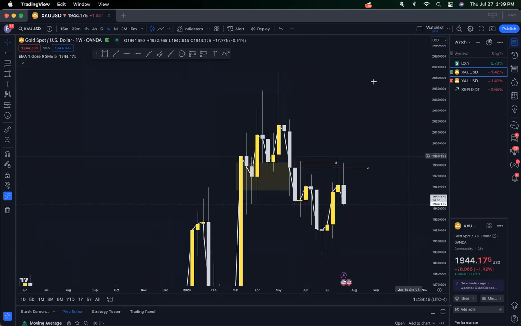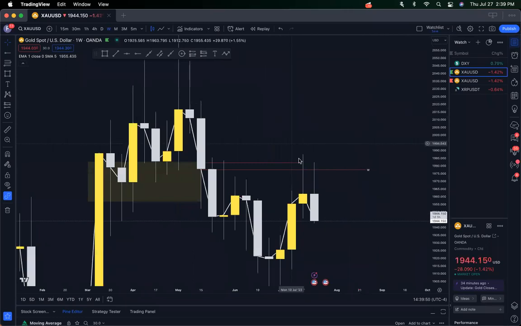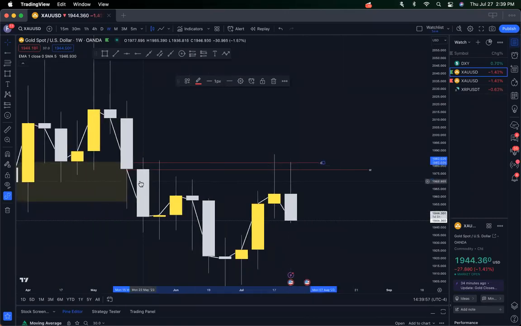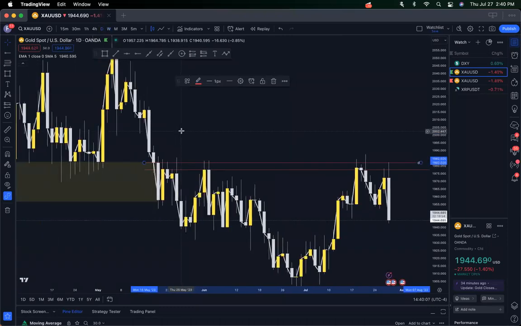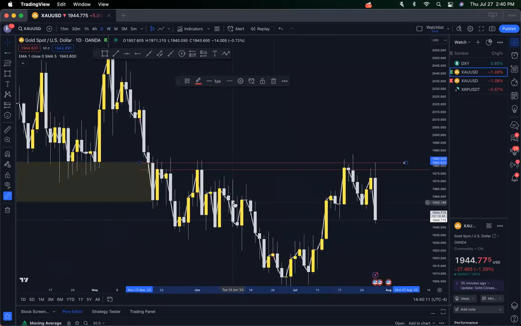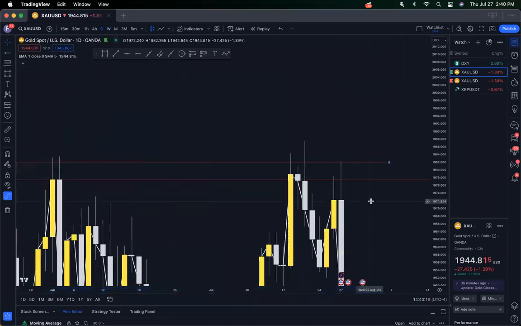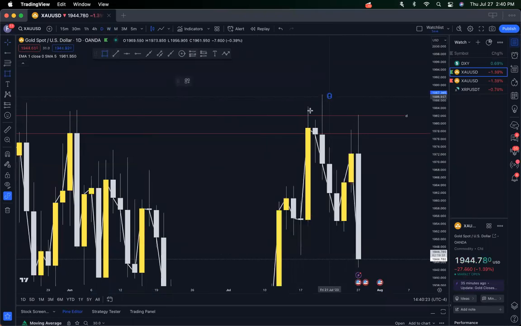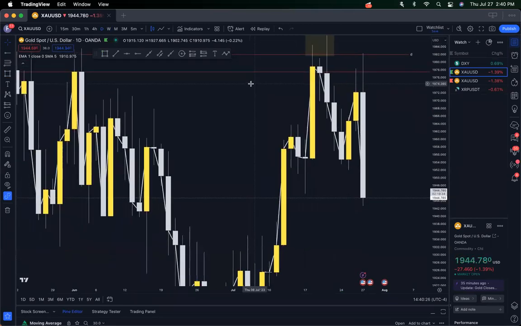Okay. All right. So let's go over those. Even then, the weekly and daily is giving the same information. It's just a little bit more drawn out. But let's go into the daily. So for me, I took the sell up here with the trend line.